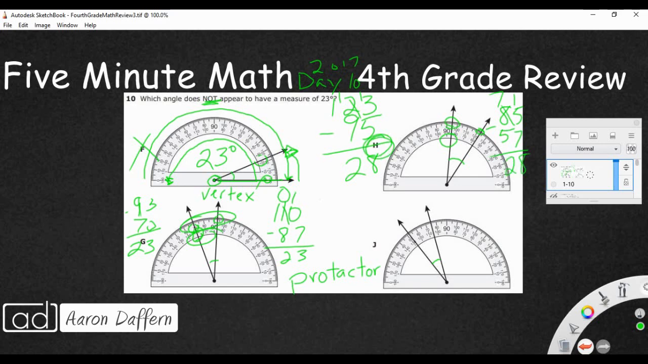That one is not 23, but let's just double check on this one, because this one also does not start on zeros. So the outside's pretty easy. It's right there at 75.